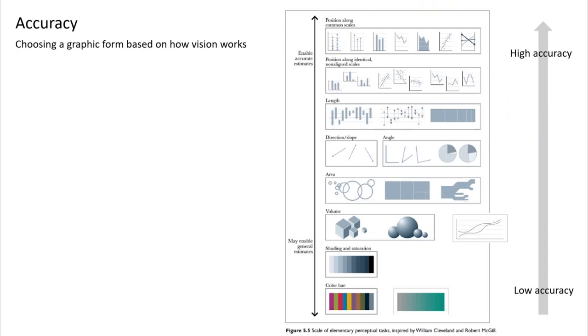At the top are the methods of encoding data that humans can accurately assess. The ones at the bottom are better for showing trends and generalizations. So again, this is important because if there are certain parts of your plot that you want your readers to be able to extract values from correctly, accurately, you're going to want to make sure you're encoding those pieces with techniques from the high end of the accuracy ranking list.